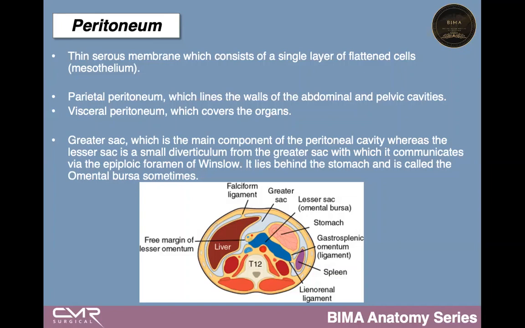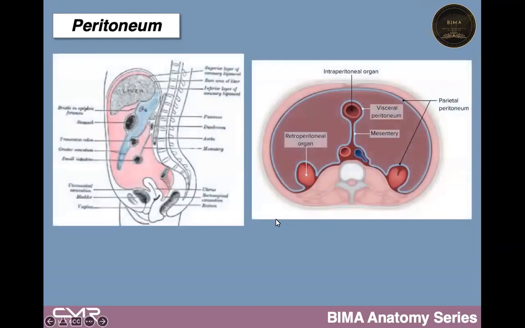You also have the greater sac, which is the main component of the peritoneal cavity, as you can see in this image here, whereas the lesser sac is the small diverticulum from the greater sac, which it communicates with via the epiploic foramen of Winslow. That is lying behind the stomach, and it is sometimes called the omental bursa. So just remember everything on this page. I'm going to describe everything very basically in the next one.